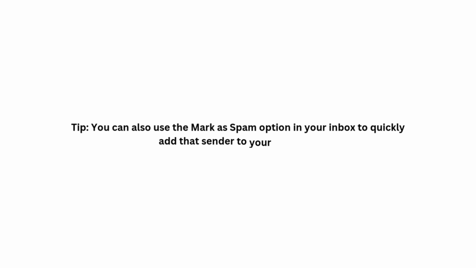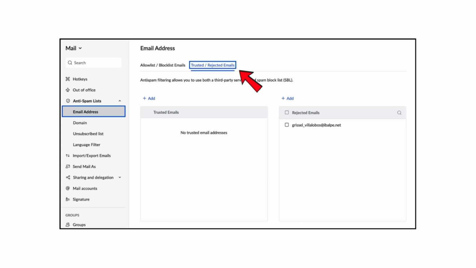Tip: you can also use the Mark as Spam option in your inbox to quickly add that sender to your block list. Now, for more control, you can use Trusted and Rejected lists.